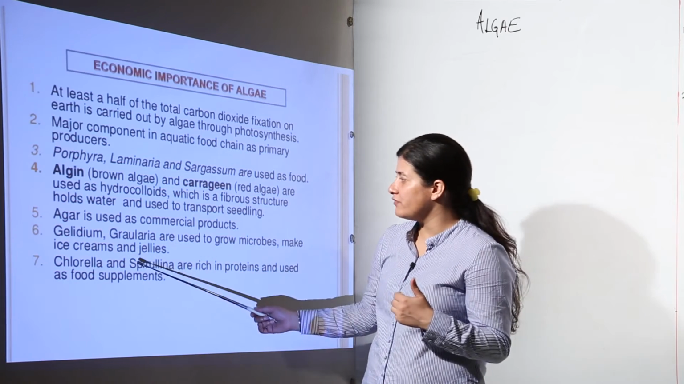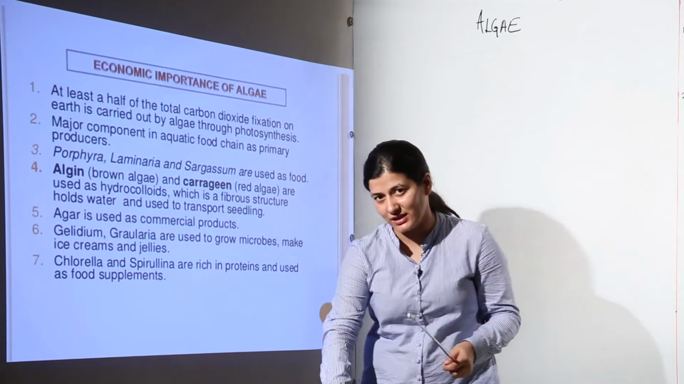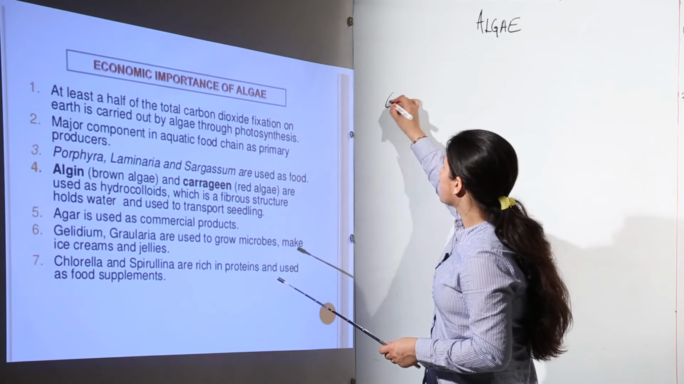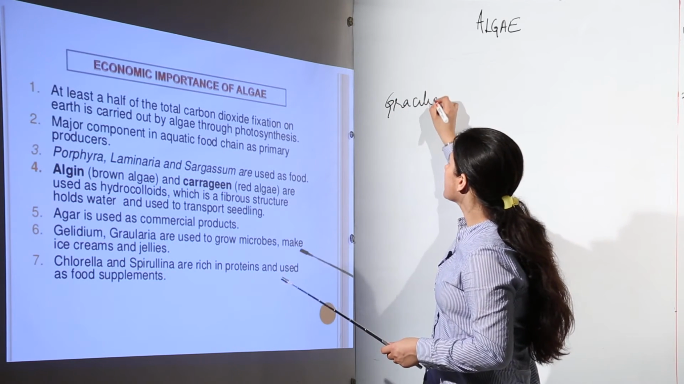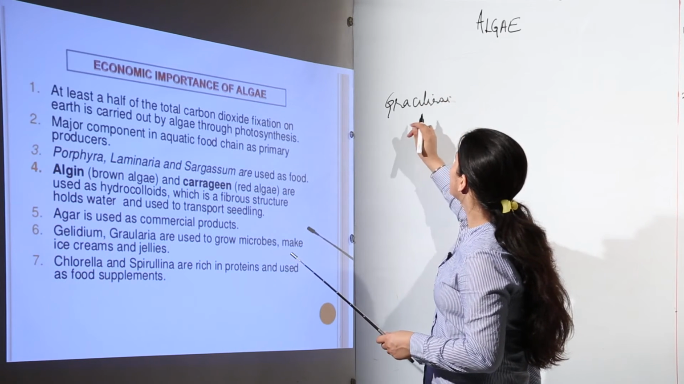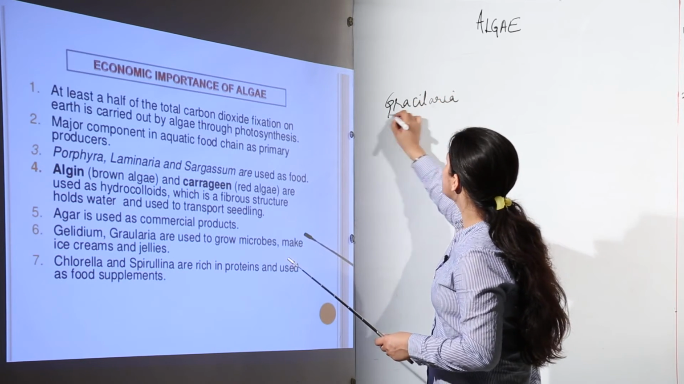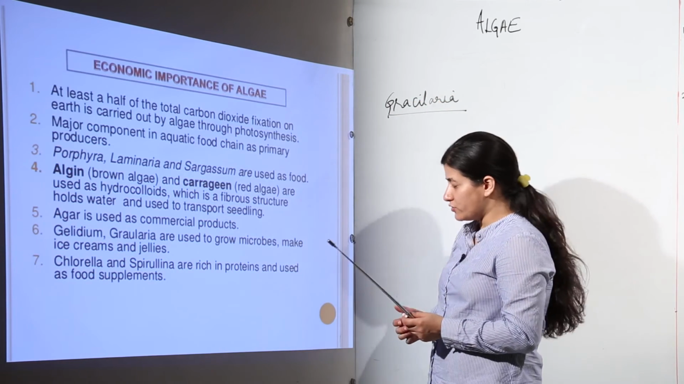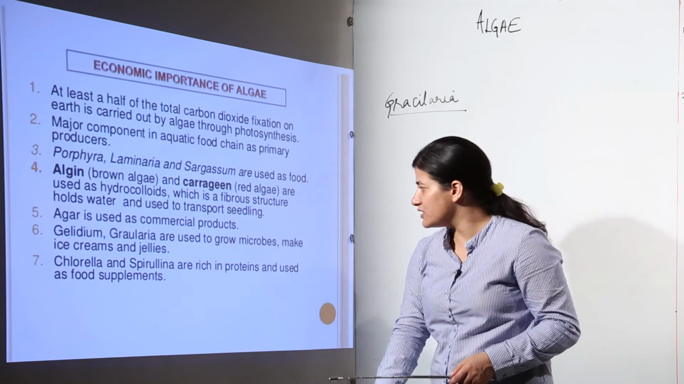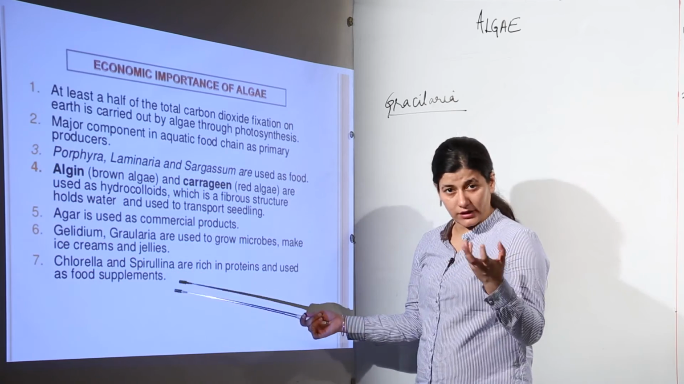We have Gelidium, and we have Gracilaria. It's not Growleria, there is a simple mistake, it is Gracilaria. Again I am making the mistake, it is Gracilaria. They are used to grow microbes, make ice creams and jellies, and as I told you, people take spirulina tablets.